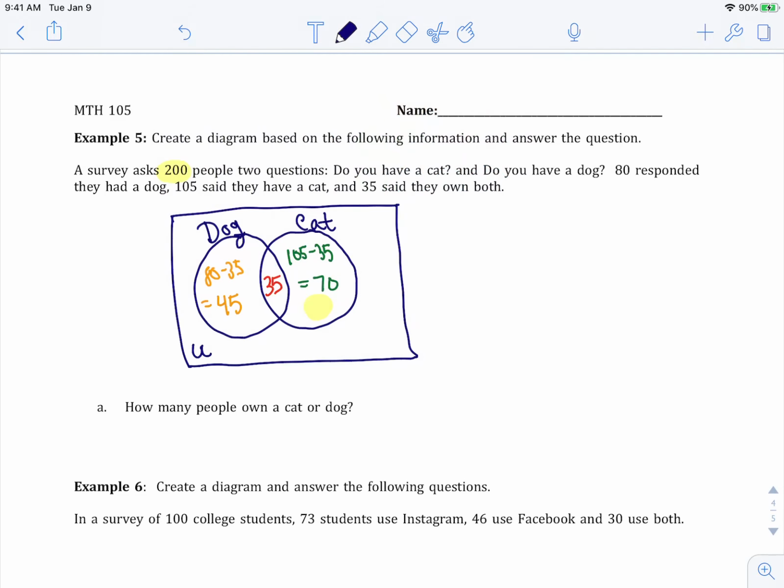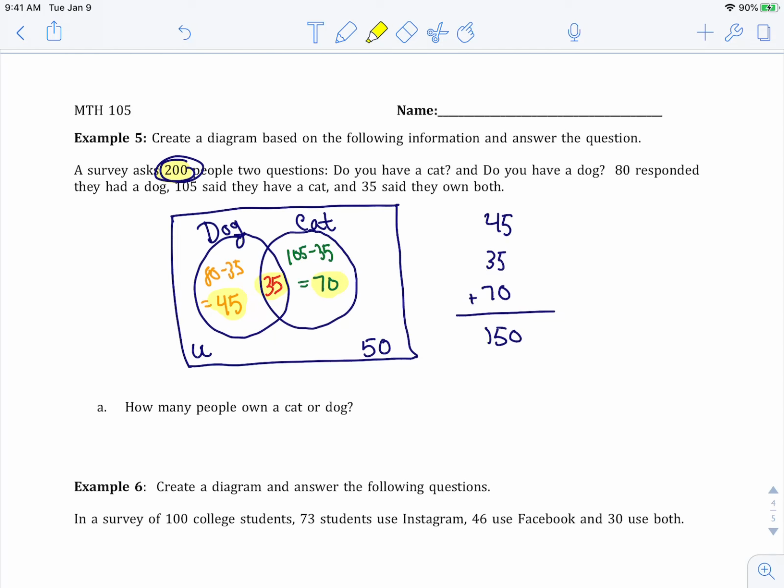Well, if I go ahead and add up all of my values, I got 45, 35, and 70. So 45, 35, 70. If I do that in my calculator, you get 150. All right. Ask yourself, though, how many people were surveyed? 200. So that means 50 of those people do not own either a cat or a dog.